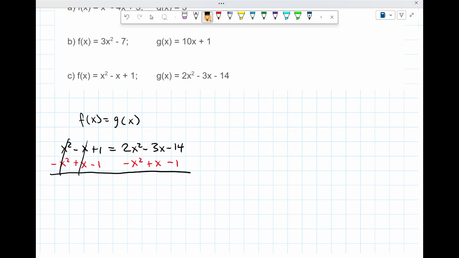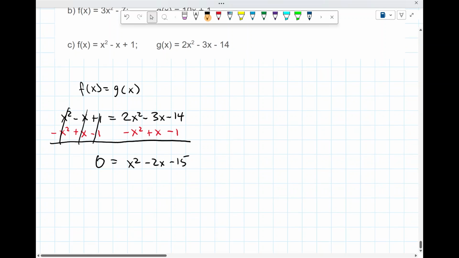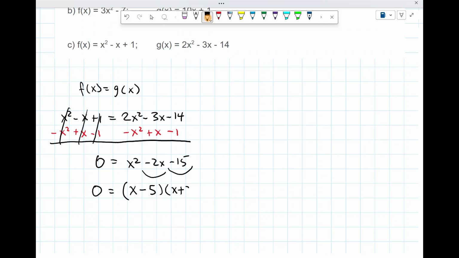And these all cancel out. I'm left with 0 equals x squared minus 2x minus 15. And here I see that I can factor because I can think of two numbers that multiply to get negative 15 and add to get negative 2. Can you think of what these numbers are? Pause the video real quick and see if you can figure it out. All right, and if you were able to figure it out, you should have gotten (x minus 5)(x plus 3).